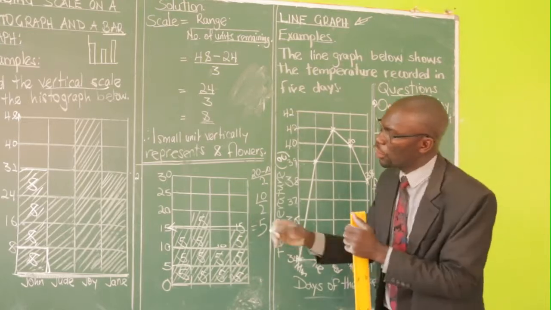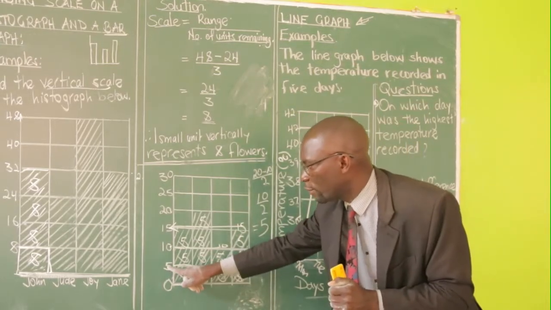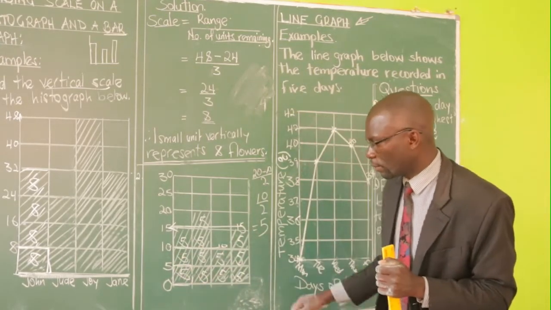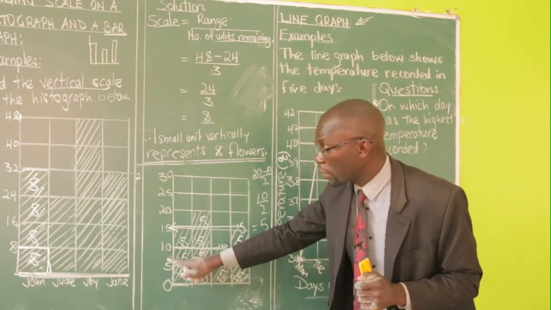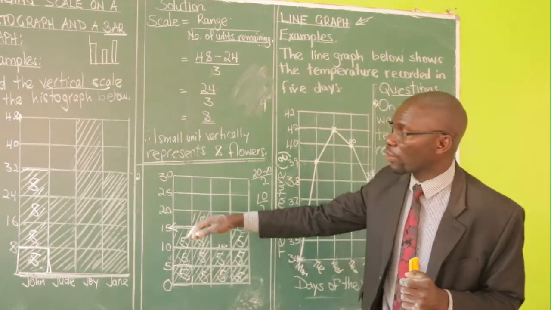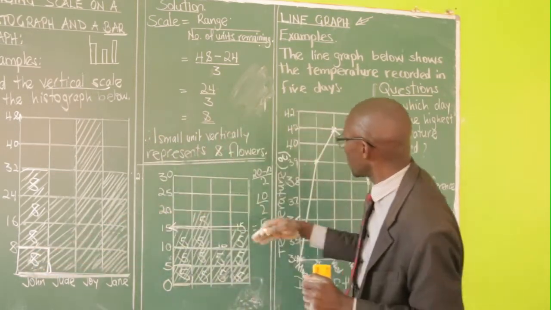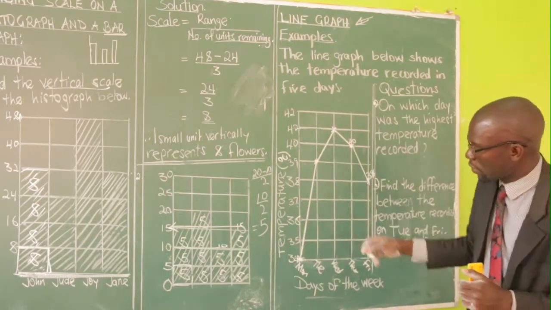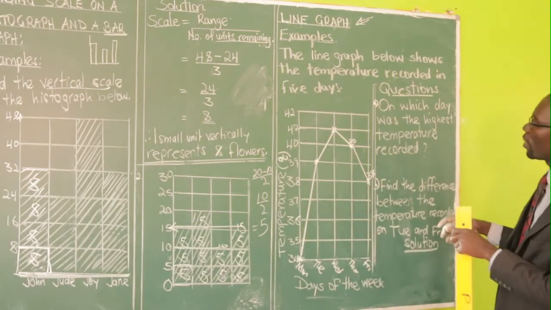But don't come on this one and say 0, 5, 6, 10. This one is not like that. So this one is counting in 5s. This one was counting in 8s. And this is counting in 2s. So now here we have some questions.